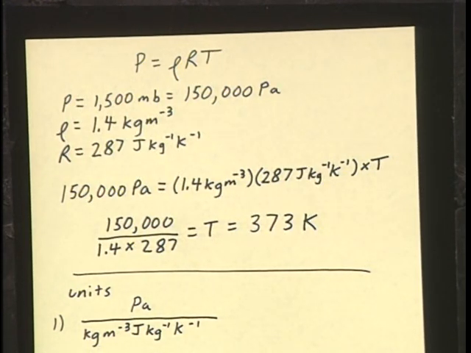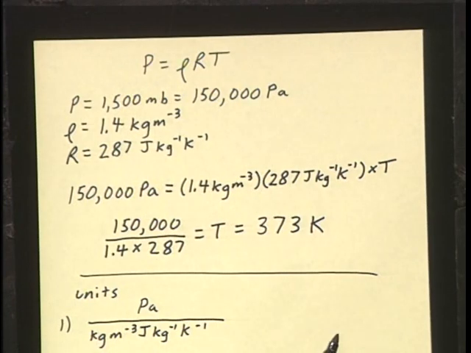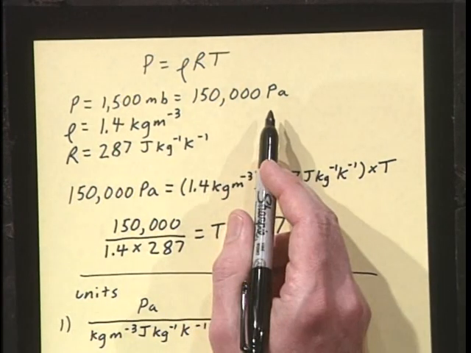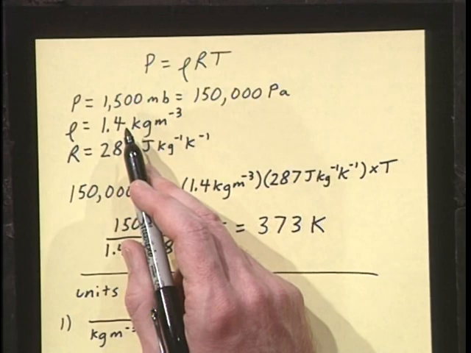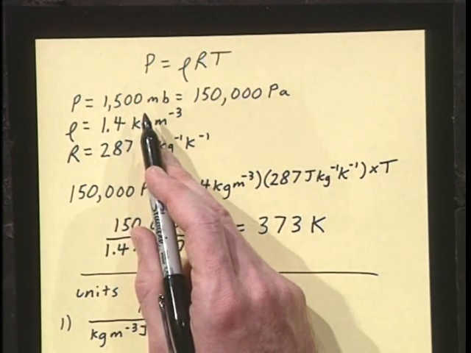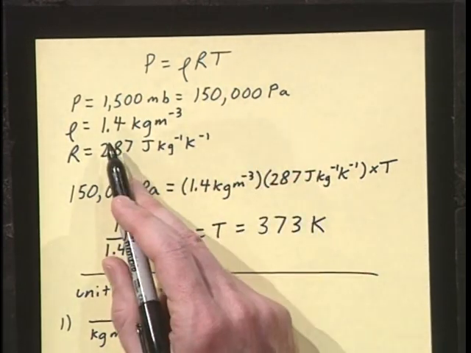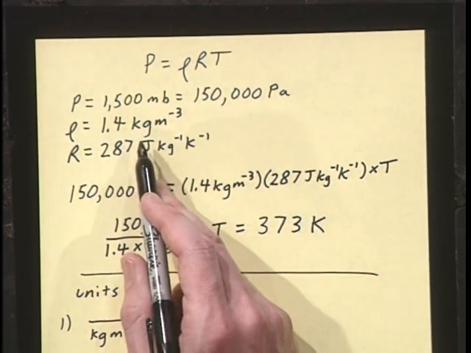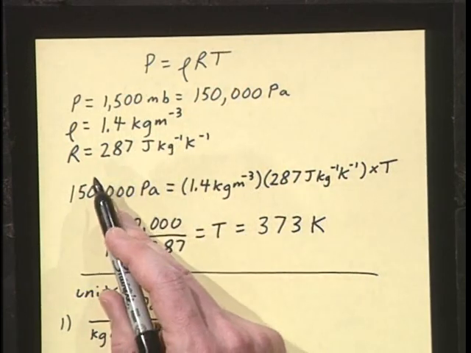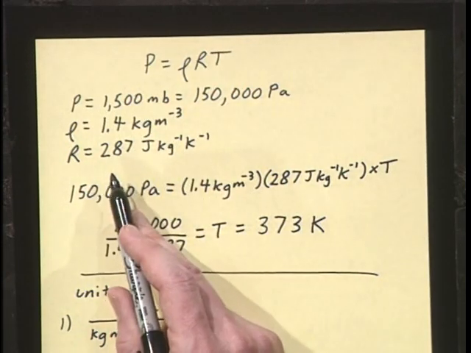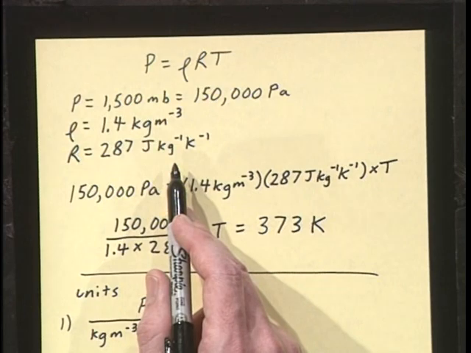which we were asked, what is the temperature of dry air that has a density of 1.4 and a pressure of 1,500 millibars? So the units have to be in pascals. So we're given a millibar value. We need to multiply that by 100 to get that in pascals. So that's 150,000 pascals. Our density is 1.4 kilograms per meter cubed, and our gas constant is 287 joules per kilogram per Kelvin.